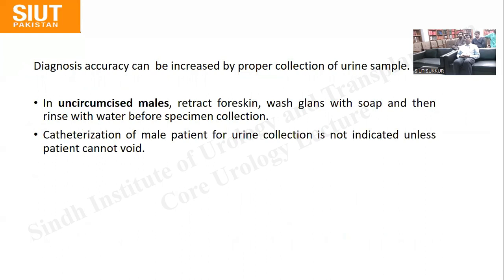In uncircumcised males, retract the foreskin, wash the glans with soap, and then rinse with water before specimen collection. Similarly, catheterization of a male patient for urine collection is not indicated unless the patient cannot void. In cases of neonates and infants, we have also seen the use of a collection bag. We attach the collection bag around the genitalia of those patients to properly accumulate the sample. We need to first clean the genitalia with soap and water.